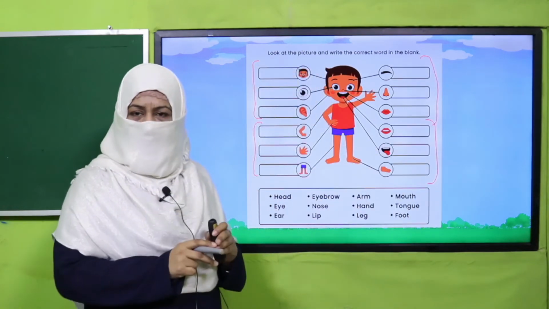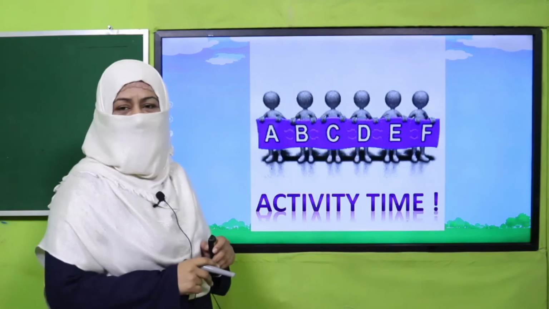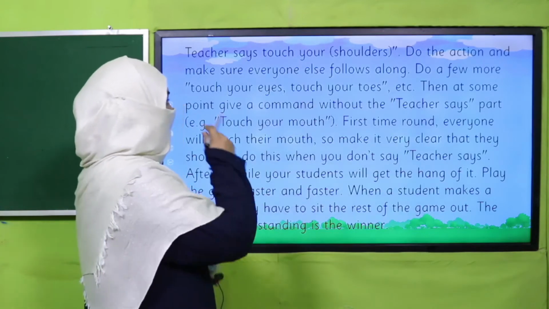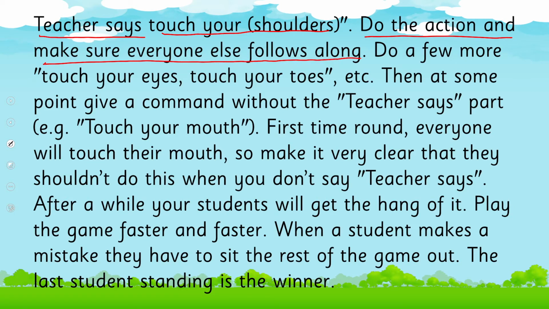You can show them different pictures, and another thing we can do with them is an activity. Okay, so it's an interesting activity, how we can do it. Teacher says, touch your shoulder. Okay, this is how, in a playful manner, we are going to learn it. So what is the rule? Whenever teacher does the action, make sure everyone else follows it.